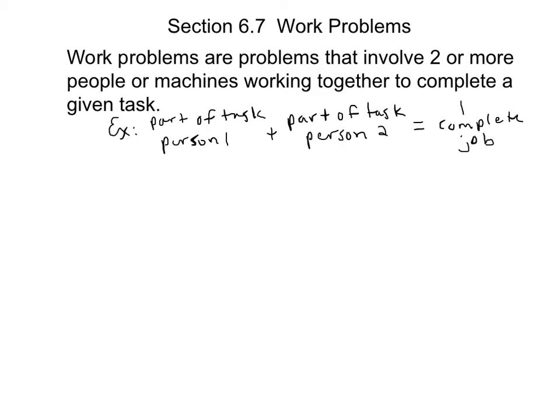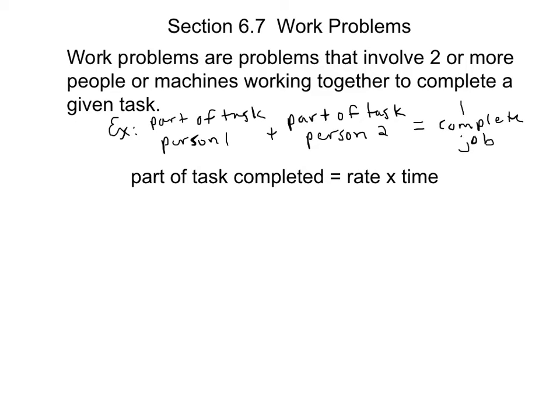So one of the things we need to take a look at is, what does it mean to complete part of a task, and how can we look at that? The part of the task completed is equal to the rate that you're working at times the time it takes you to complete the task. Now this formula might look a little bit familiar because we've talked about rate times time before, but before when we talked about it, it was equal to a distance. Now we're going to use the same kind of thinking to talk about a work problem.